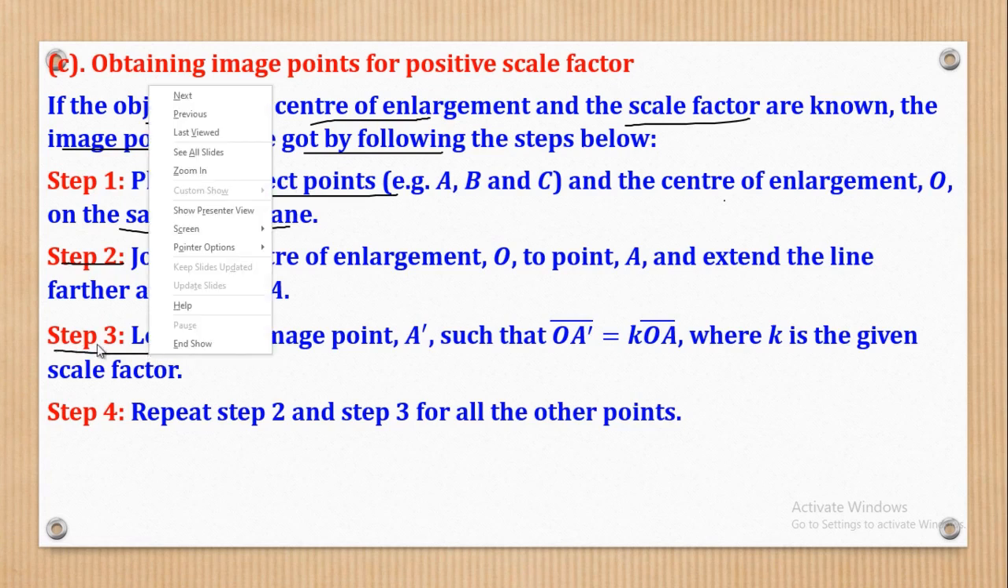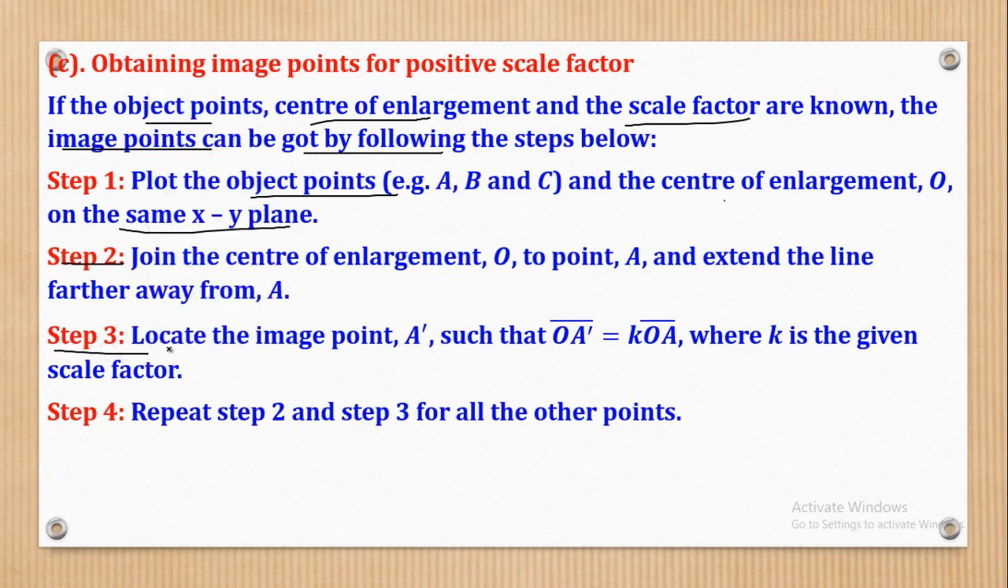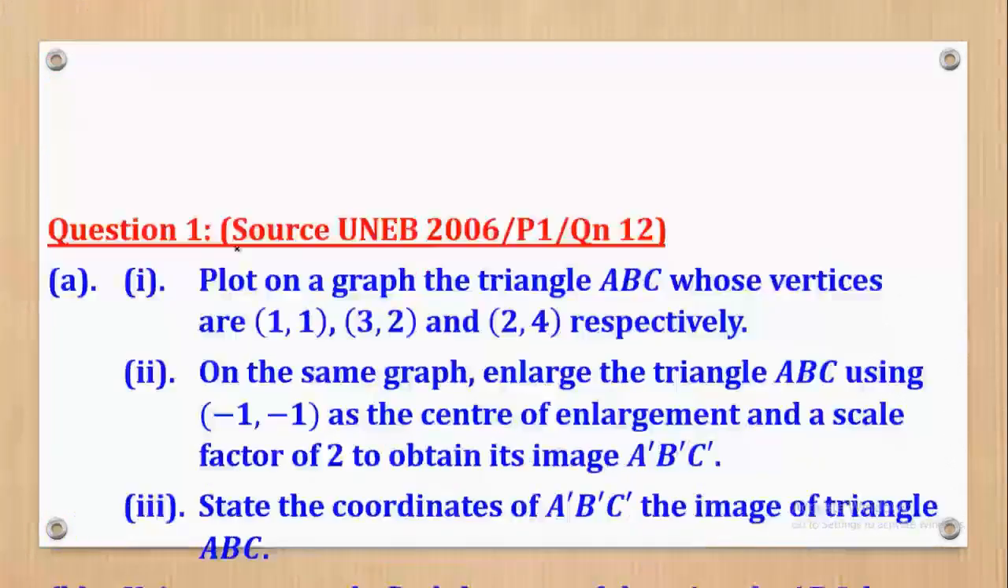Step 3, locate the image point A prime such that the distance OA prime is equal to K, which is the scale factor, times OA, which is the object distance, where K is the given scale factor. Step 4, repeat step 2 and step 3 for all the other points. So let's see how that is done graphically.